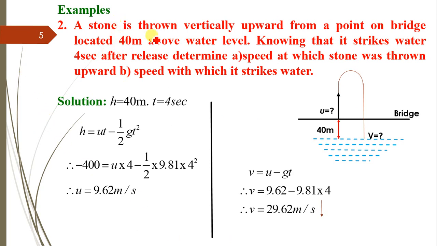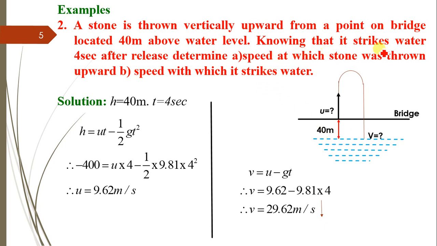Second example: a stone is thrown vertically upward from a point on a bridge located 40 meters above the water level. Knowing that it strikes the water 4 seconds after release, determine the speed at which the stone was thrown upward and the speed with which it strikes the water. So consider that this is a bridge, and from this bridge a stone is thrown in the upward direction, and then it comes down and reaches the water level, which is located 40 meters below the bridge.